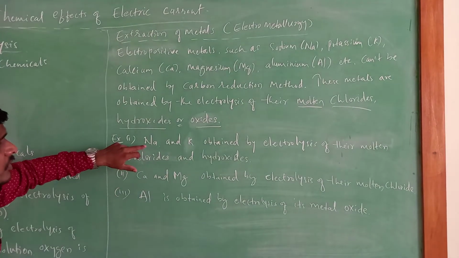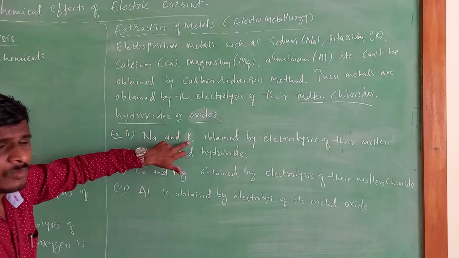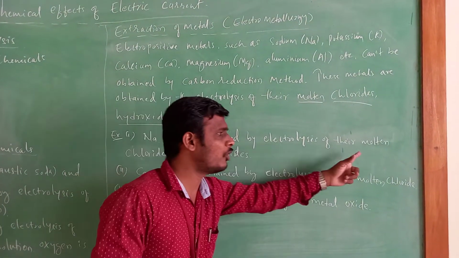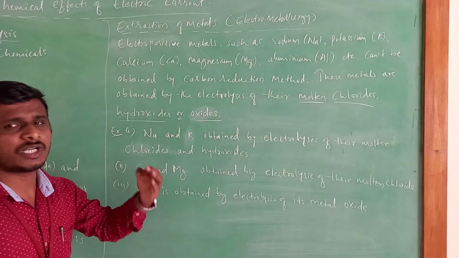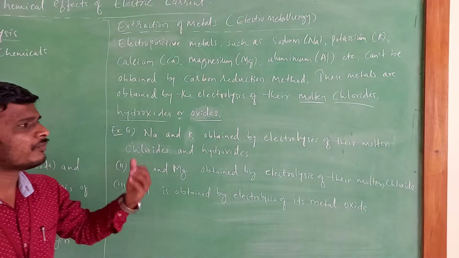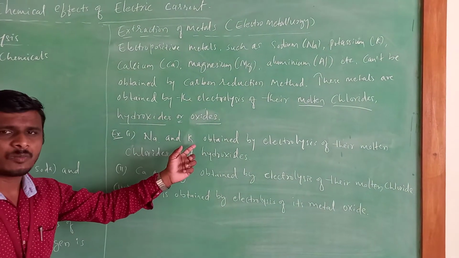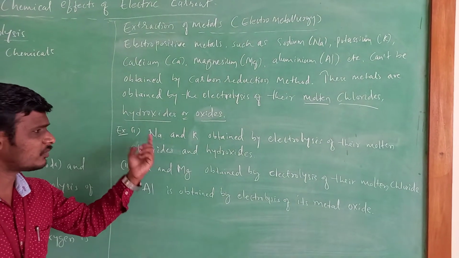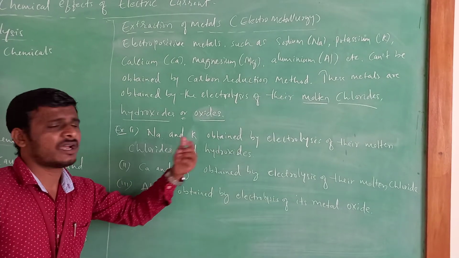First example is sodium and potassium. It is Na, sodium, K means potassium. Sodium and potassium are obtained by electrolysis of their molten chloride and hydroxide. So if we do the process of electrolysis on their molten chloride and hydroxide, we get sodium and potassium. This is one of the examples to get the metals sodium and potassium by the electrolysis of chloride and hydroxide.